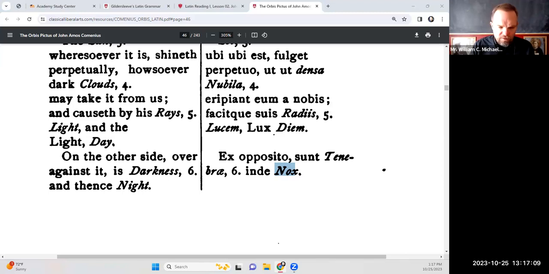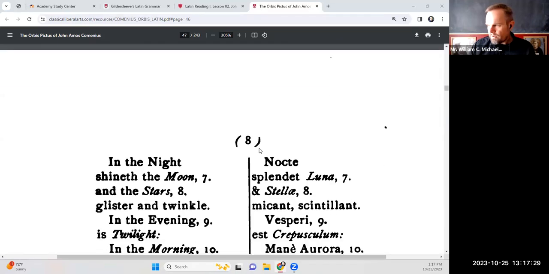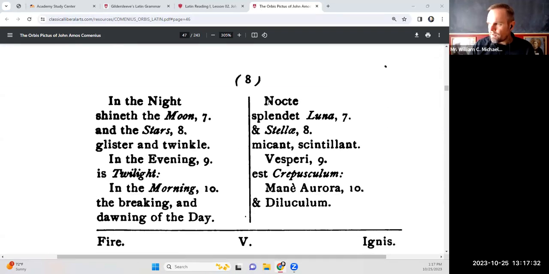So nocturnal, if you have a nocturnal animal, give me an example of a nocturnal animal. What's a nocturnal animal? Good. Bat, owl, possum. Good. Okay. Nocturnal just means an animal that is active at night. Okay. So good. In the night, nocte, in the night.